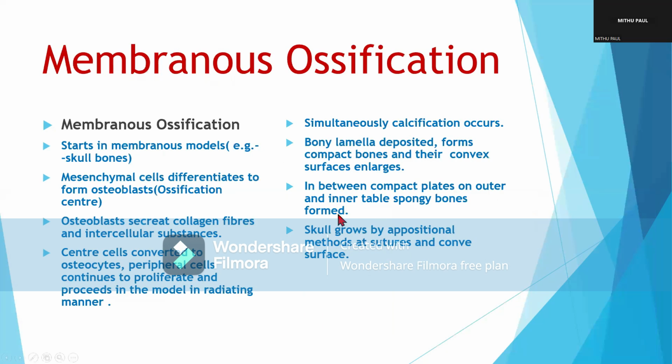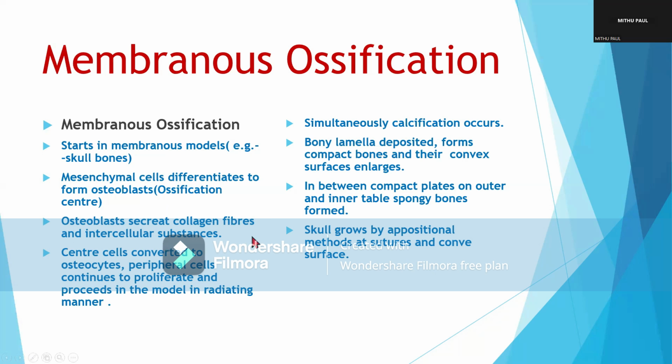First, the membranous ossification. It mainly occurs in the case of flat bones, the bones covering the vault of your skull, the scapular blade, and so on. In these bones, first there is a membranous model. In one area over the membranous model, mesenchymal cells differentiate to form osteoblasts. And this is the ossification center.